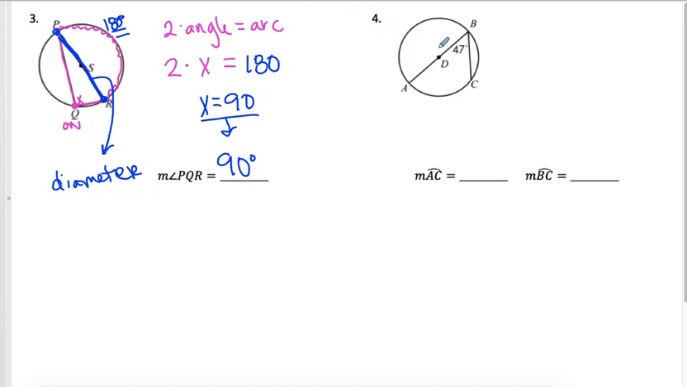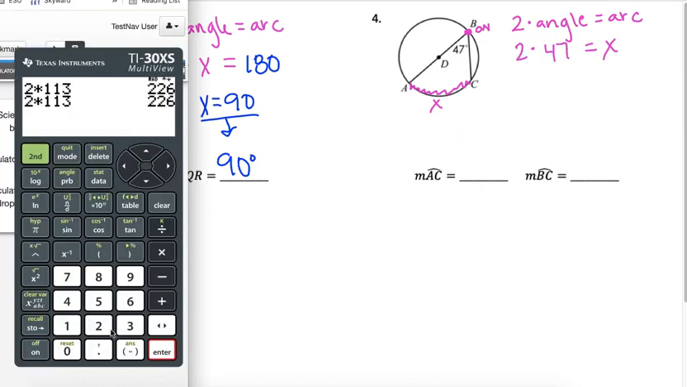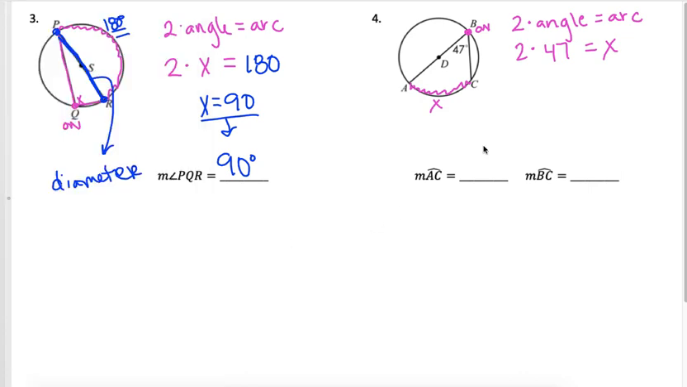On number 4, I have an angle, so I have this angle here. Again, it's on the circle, giving me that rule that says 2 times the angle equals the arc. So 2 times, I know the angle measurement of 47 equals the arc over here that it's capturing, A to C. So that's going to be my X value. 2 times 47, let's find that in our calculator. We get 94. So we have 94 degrees here for X, and that is our A to C measurement.